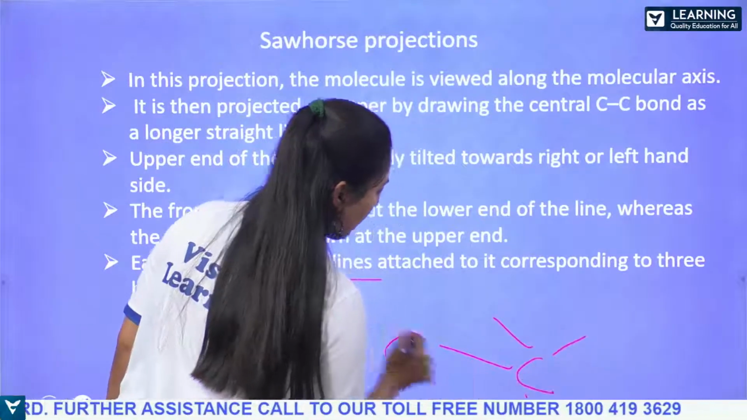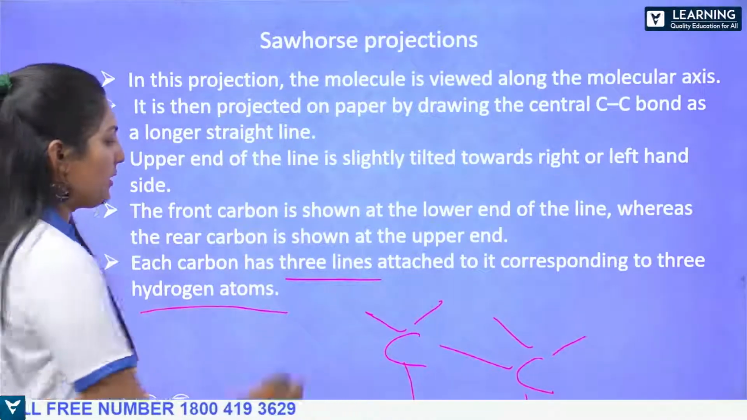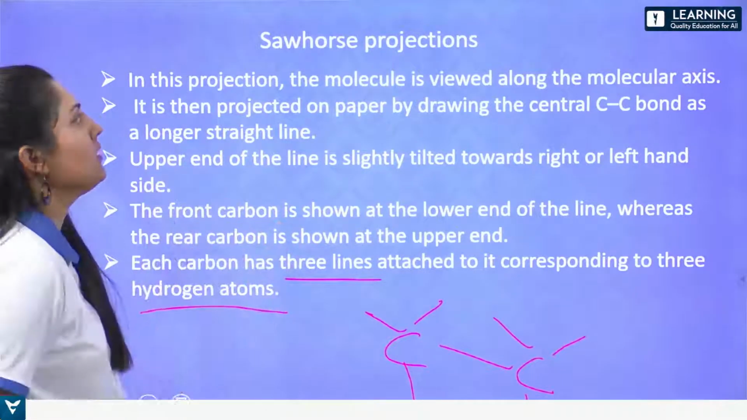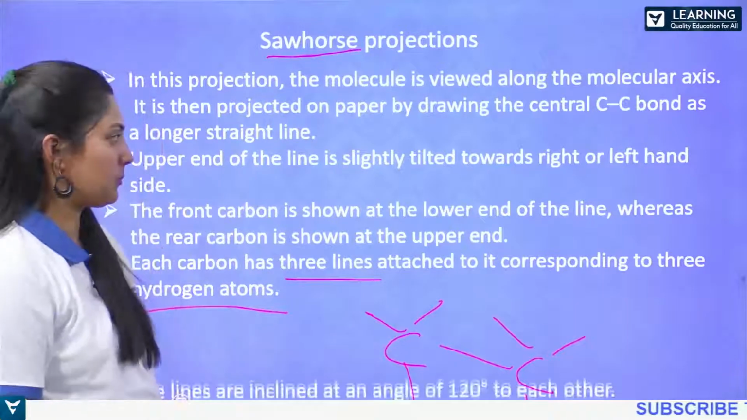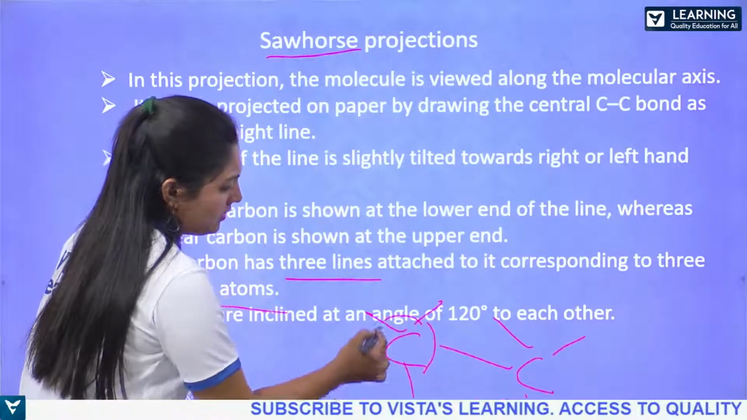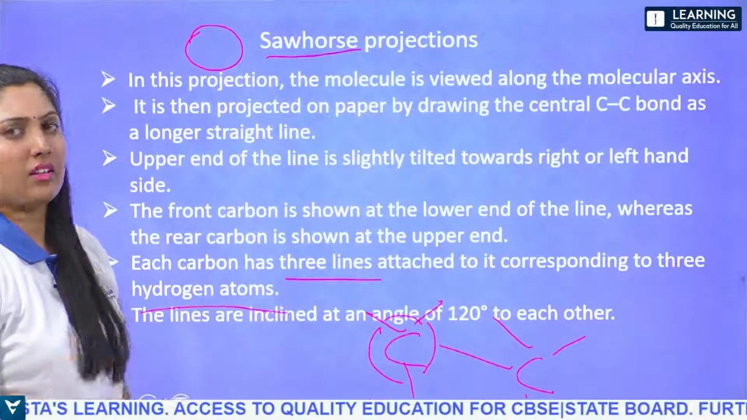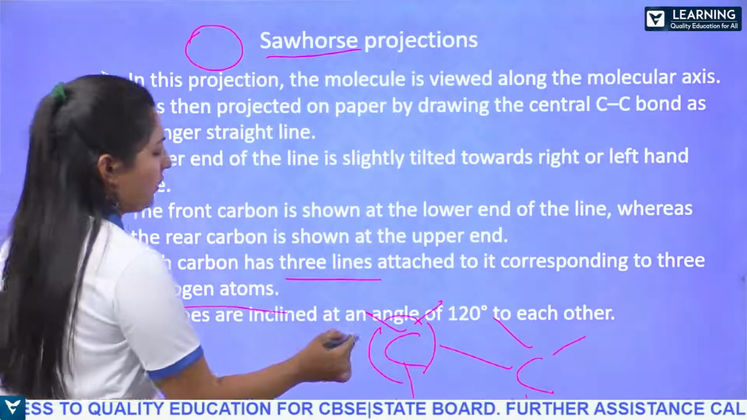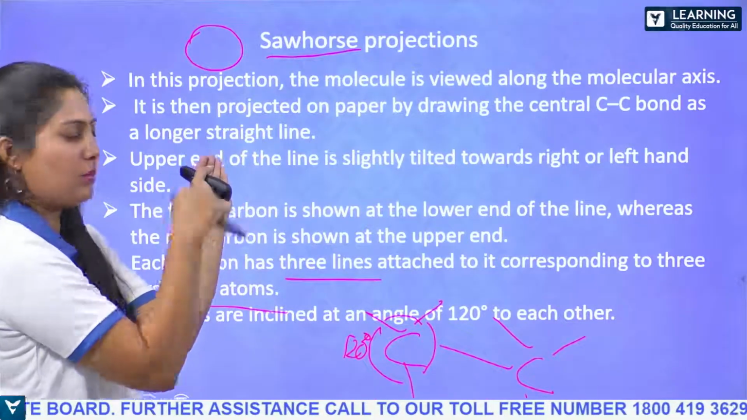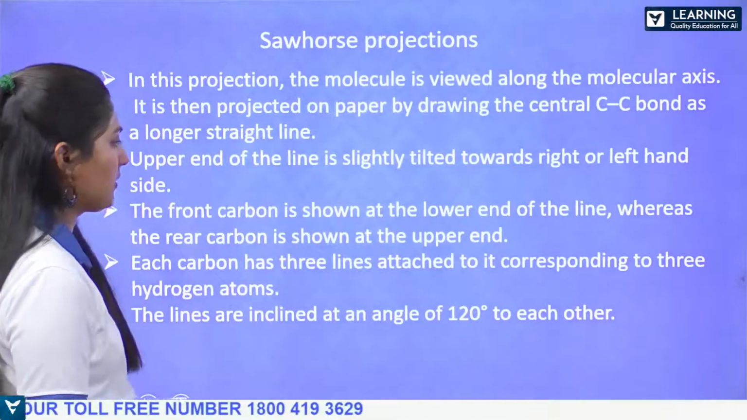They will be having three lines, which gives you the corresponding three hydrogen atoms bonding with the carbon atoms. So this is the representation, or writing, of the Sawhorse projection. And these lines are inclined at an angle of 120 degrees. As we know, a circle has 360 degrees. 360 degrees divided by 3, you will get 120. So each hydrogen bond will have a bond angle of 120 degrees.